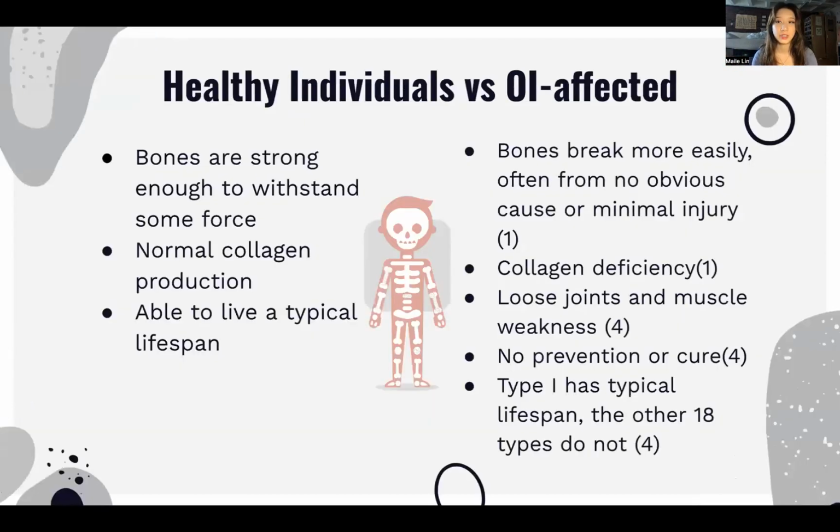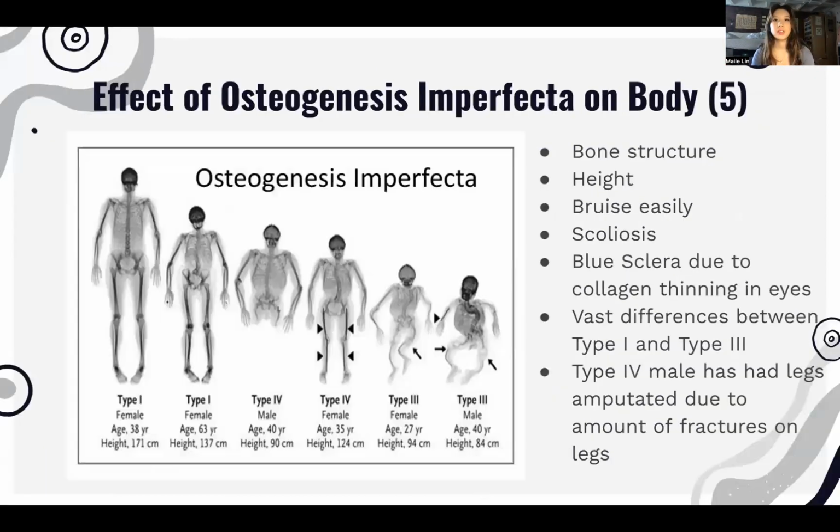Now, I want to talk about healthy individuals versus those with OI. So in a healthy individual, bones are strong enough to withstand force, there's normal collagen production, and they're able to live a typical lifespan. However, if you have OI, your bones break more easily. You have this collagen deficiency, which causes your bones to break easily, and it also gives you loose joints and muscle weakness. There's also no prevention or cure, and only type 1 OI has a typical lifespan, the other 18 do not.